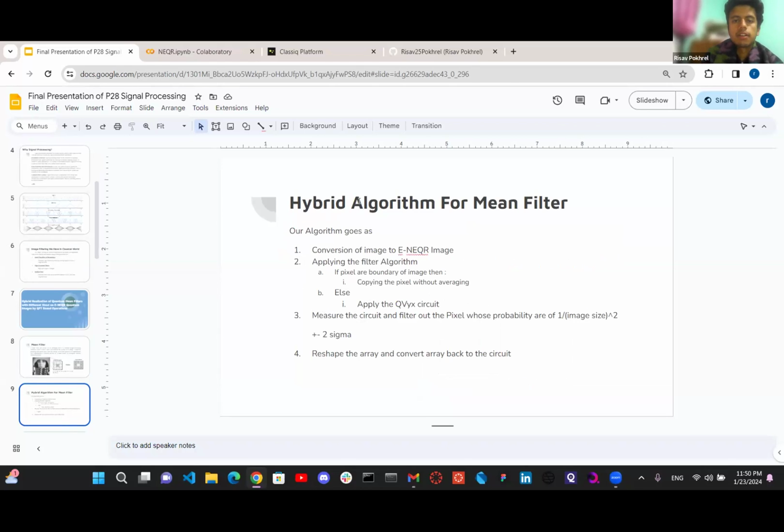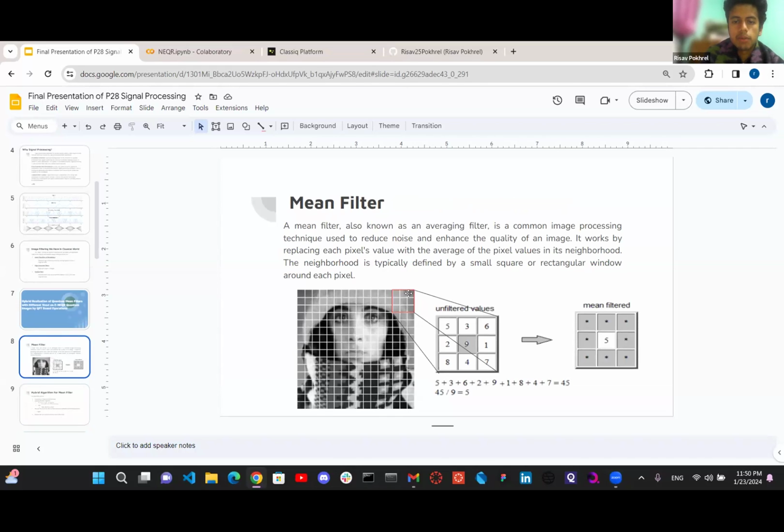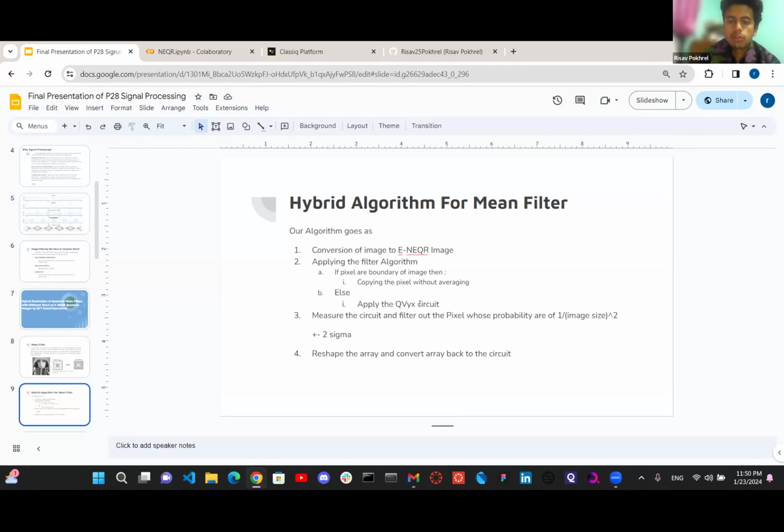Okay, the hybrid algorithm for the mean filter: we first convert the image to the NISQ-Era image. Then we apply the filter algorithm. If a pixel is on the boundary of the image, it does not have the required columns and rows, so it's missing, and we simply copy its edge. Otherwise we apply the QBXY circuit. We evolve the quantum circuit with this algorithm, and then we measure the circuit, filter out the pixels whose probability is up to this, reset the array, and convert the array back to the image. Sorry, there was a typo here.